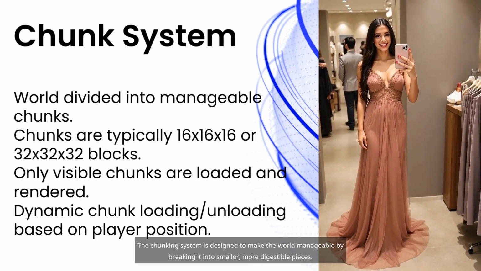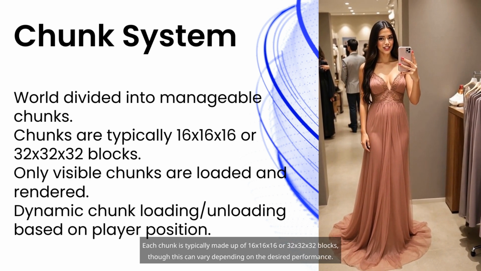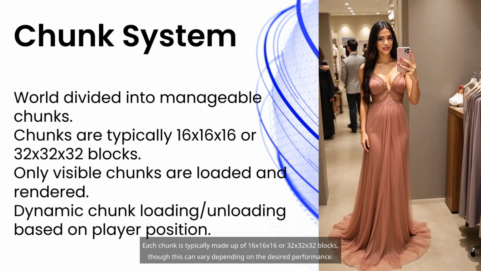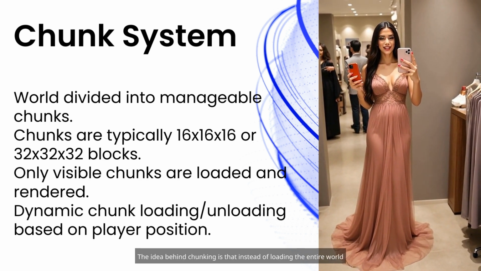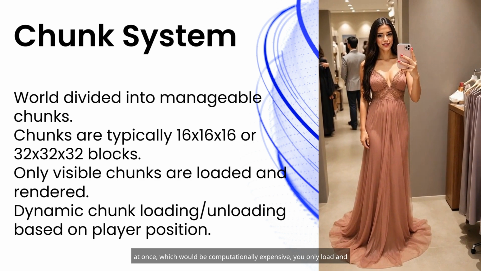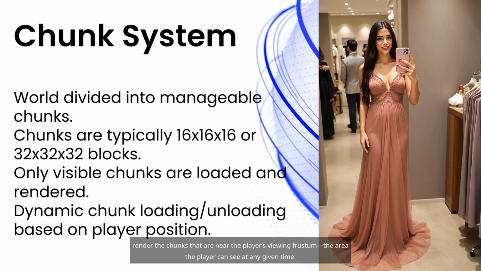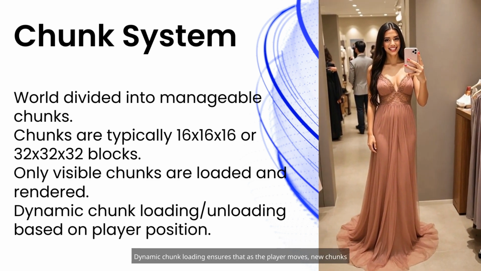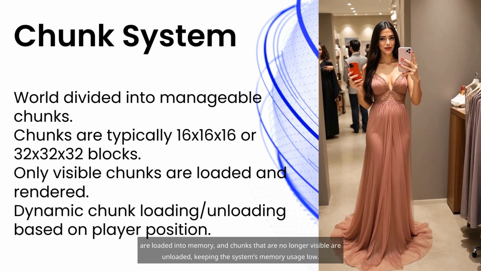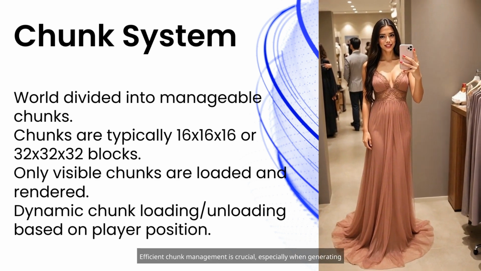The chunking system is designed to make the world manageable by breaking it into smaller, more digestible pieces. Each chunk is typically made up of 16 by 16 by 16 or 32 by 32 by 32 blocks, though this can vary depending on the desired performance. The idea behind chunking is that instead of loading the entire world at once, which would be computationally expensive, you only load and render the chunks that are near the player's viewing frustum, the area the player can see at any given time. Dynamic chunk loading ensures that as the player moves, new chunks are loaded into memory, and chunks that are no longer visible are unloaded, keeping the system's memory usage low.